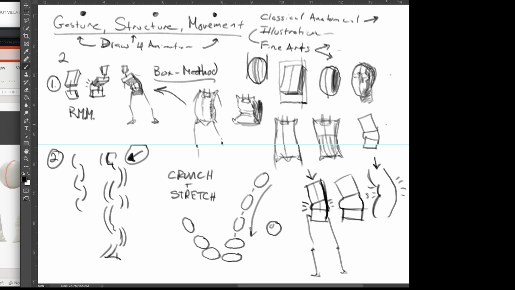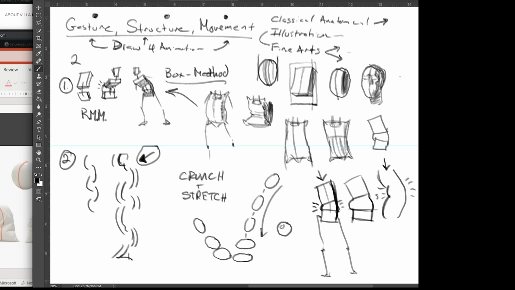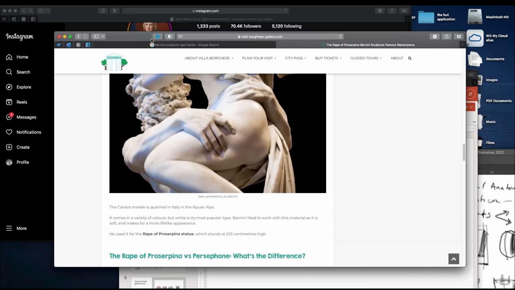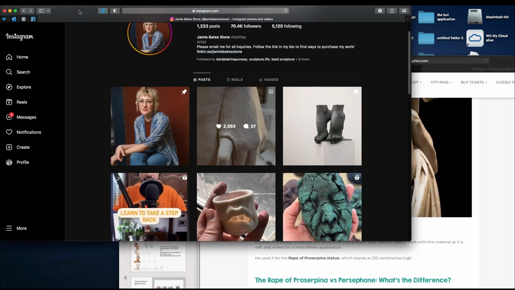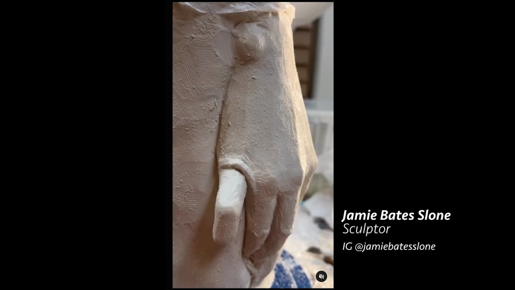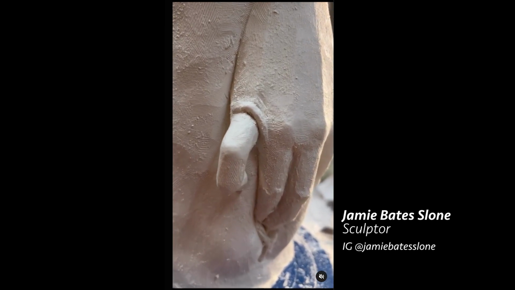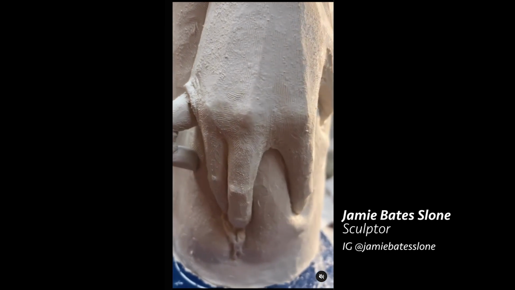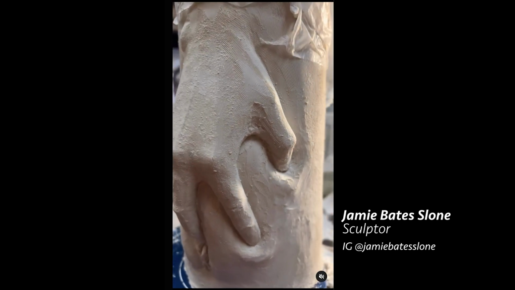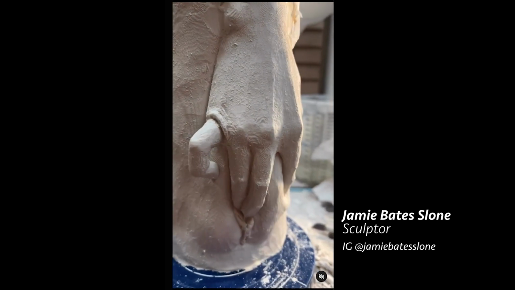So I want to give you an example of how this works. I brought up the Instagram page of Jamie Sloan, who I just saw kind of randomly this morning. Here's a little video of one of her sculptures. And it looks like this. Obviously a hand. Actually, I didn't realize how sexual that was until just now. Sorry about that, but I think that's sexual, right?